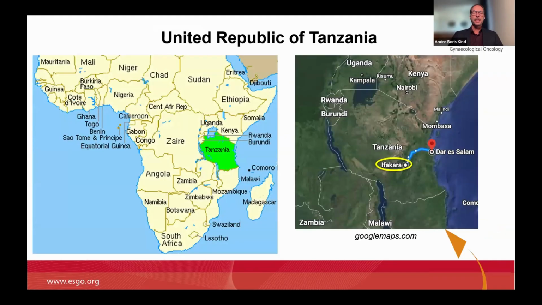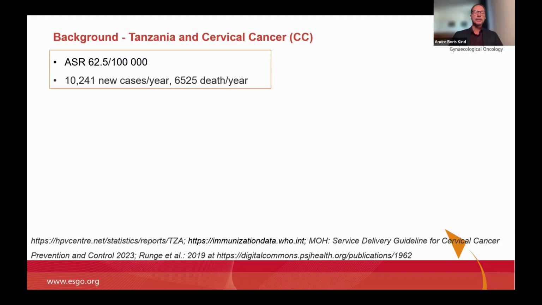So our courses take place in Tanzania in a small town called Ifakara, which is around 8 hours by car from Dar es Salaam. Before I go into the details of the courses, I would like to give you some background on Tanzania and cervical cancer. Tanzania has one of the highest cervical cancer incidence rates in the world, with more than 60 per 100,000, translating into more than 10,000 new cases per year and 6,500 women dying of this disease each year.